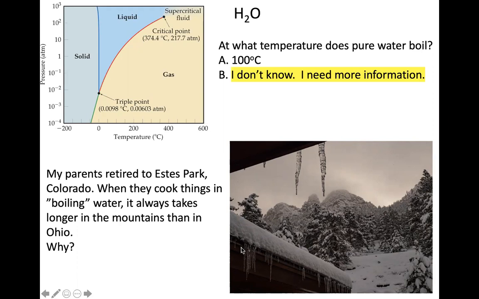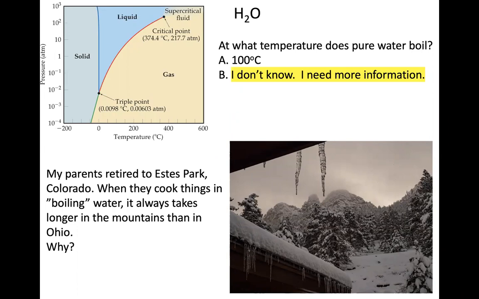When they need to cook things in boiling water, it always takes longer. It always takes longer than it did in Michigan. It takes longer than if we were cooking something on the stovetop in water. In fact, when they get their pasta, the side of the package tells you how long to cook it. And it says, okay, at altitude, you have to cook it longer.